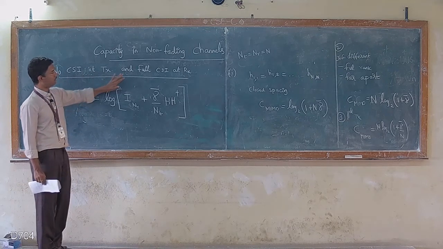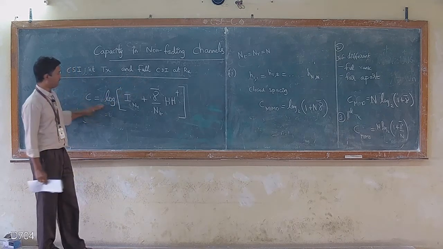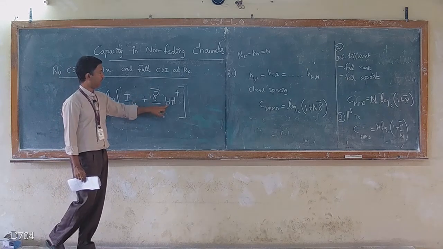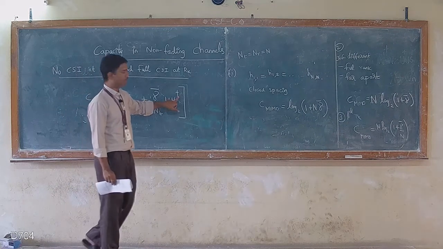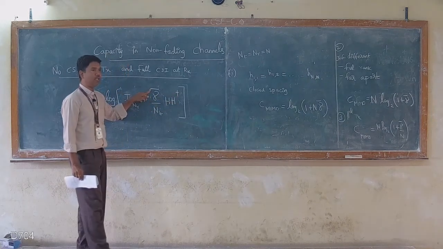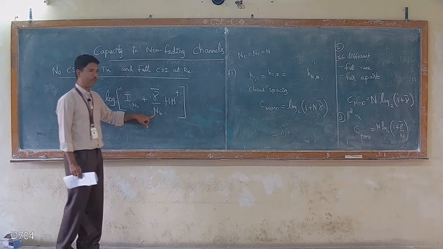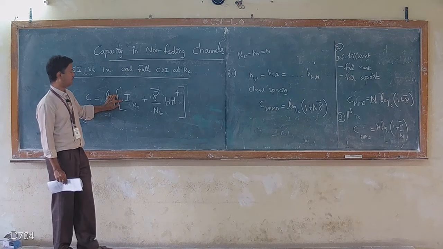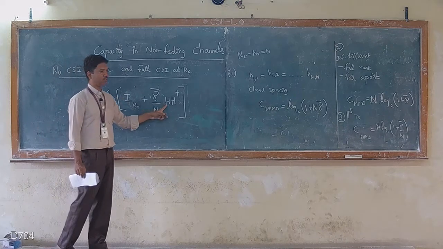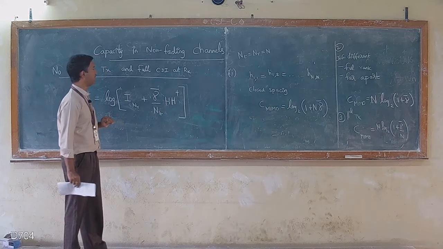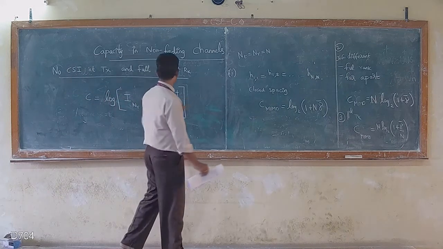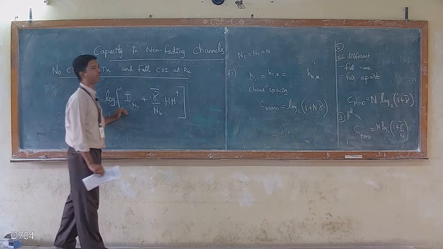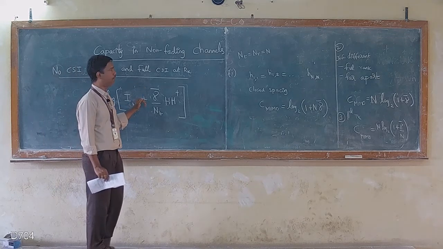No CSI at transmitter and full CSI at receiver case is derived as log of determinant of I_NR plus gamma dash by NT H into H pseudo inverse, where gamma dash is the mean SNR, NT is the number of transmit antennas, and I_NR is the identity matrix of dimension NR by NR, H is the transfer function of the channel. Now we know the capacity increases linearly with minimum of NT, NR, NS.